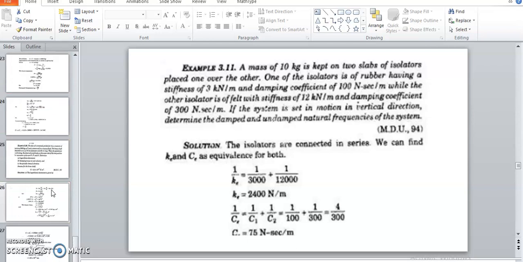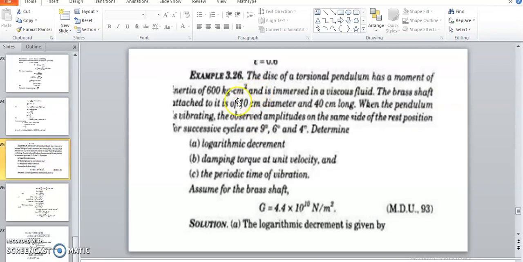Next example we discuss here, 3 point here, disc of torsional pendulum. Now in this case a torsional vibration problem is given. And in a torsional vibration problem, mass is replaceable. The differential equations are very similar to a simple spring and mass system, a simple longitudinal vibration that we consider as a simple spring mass system. So in torsional vibration, mass is replaced by the mass moment of inertia of that particular disc.